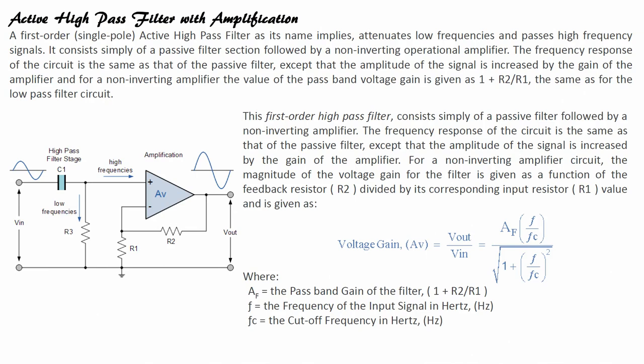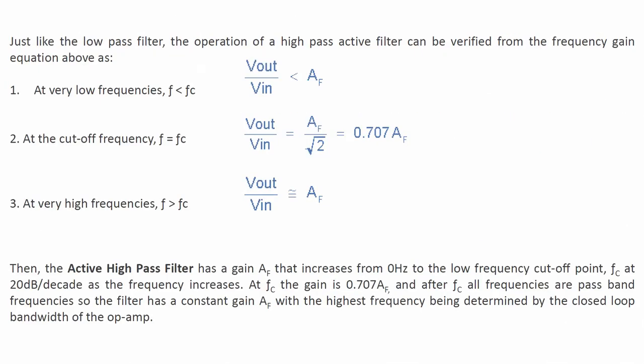The voltage gain in this case would be A f times (f by f c) divided by the square root of 1 plus (f by f c) whole square. But what is A f? A f is your pass band gain, f is the frequency of the input signal, and f c is the cutoff frequency in hertz, or critical frequency.